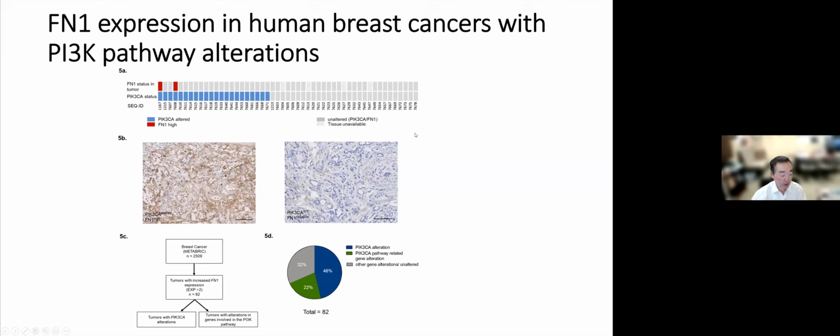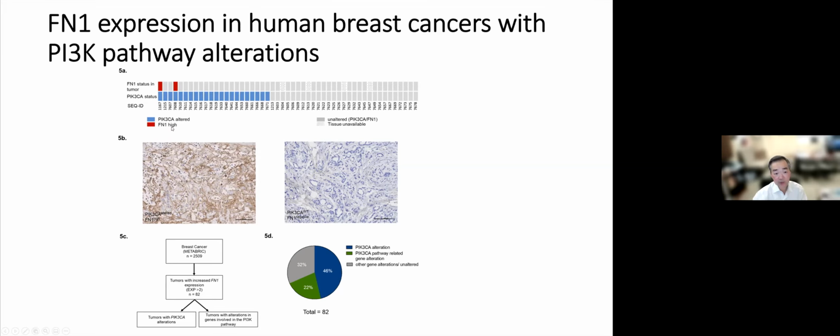On the other hand, we also wanted to ask the question whether or not fibronectin 1 was ever really expressed in human breast cancers that have PI3 kinase alterations, mutations, or otherwise. So we had some samples that we had from prior studies here at Vanderbilt, and we looked at this and really want to thank Melinda Sanders and her team and our translational pathology core to help us with this.